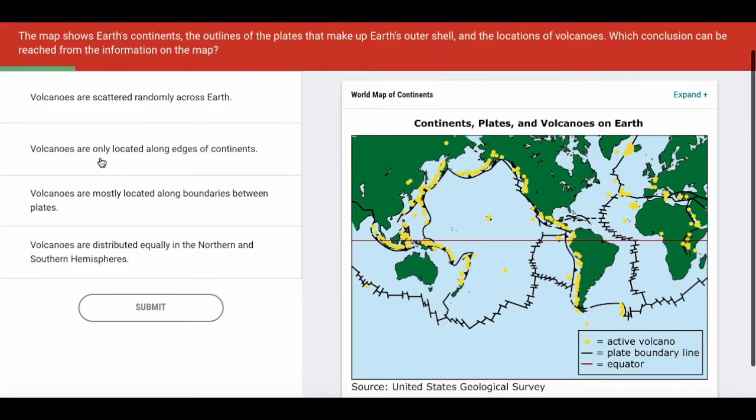And anytime you see words like only or all or never or none on a multiple choice test, you always want to think closely about that answer choice, because they're probably going to be wrong. Not all of the time, but in many cases. Answer choice C says that volcanoes are mostly located along boundaries between plates. Remember that the black lines represent plate boundary lines. If we trace these lines, we do see that most of the active volcanoes are along them. So this is looking like the correct answer.